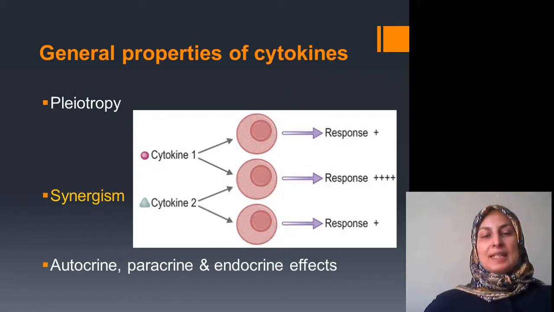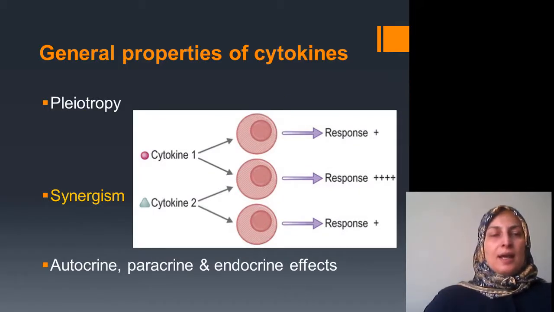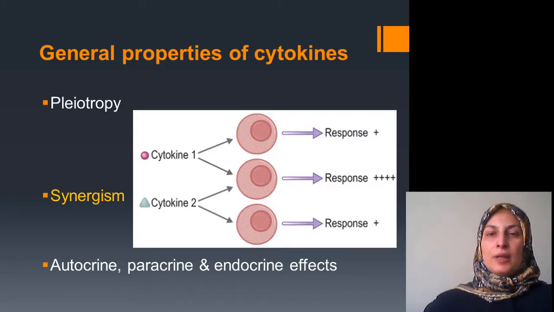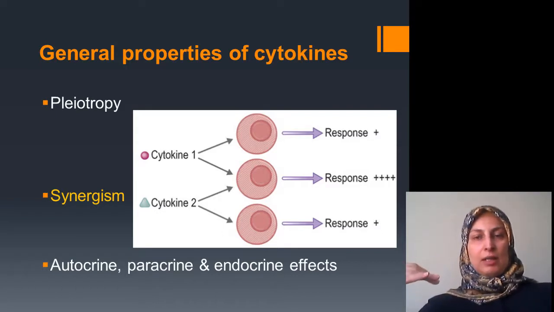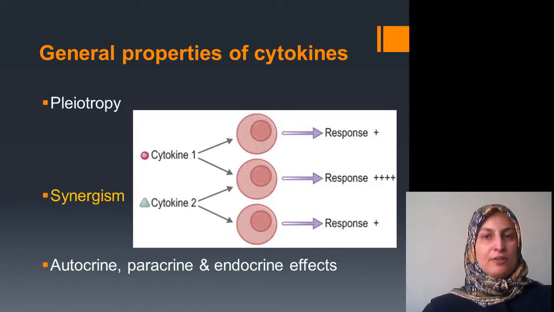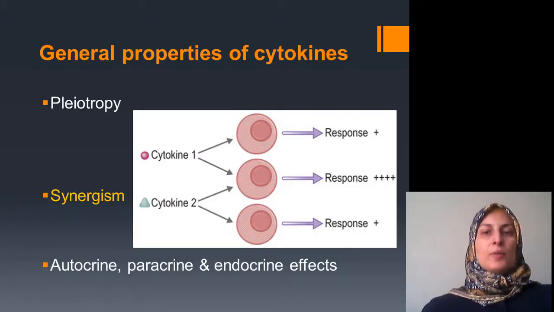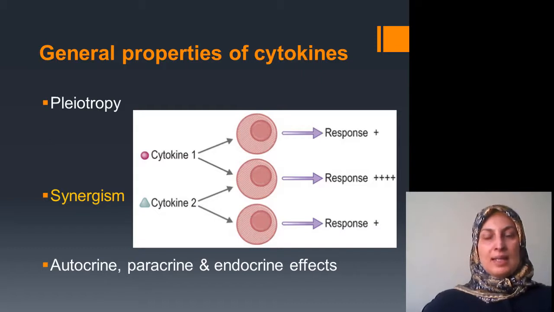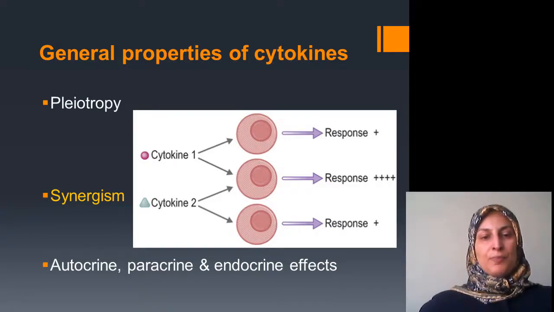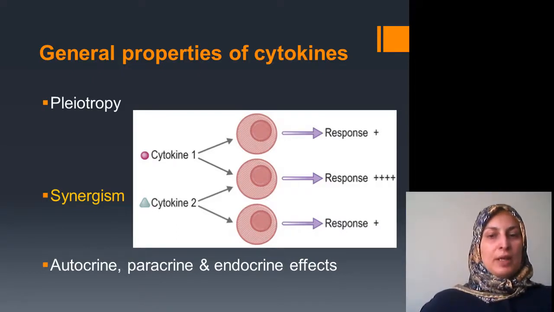The second property is synergism, which means that when cytokine 1 produces one step in differentiation, and cytokine 2 will also increase one step in cell differentiation, having the two cytokines might increase it to 4 or 5 steps in differentiation. It's not just the addition of the effects of the two, which is very handy when we need a powerful immune response.